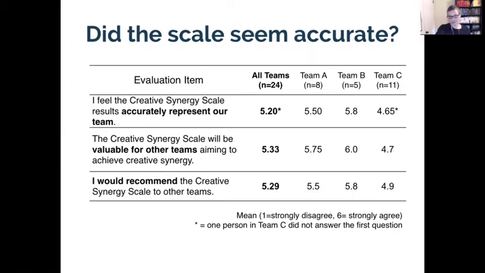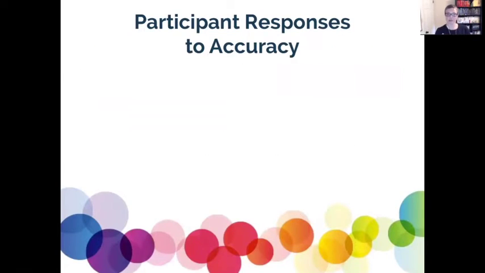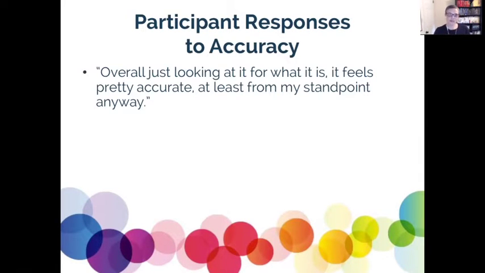Now, if you're curious, you'll notice that Team C scored lowest on all these questions of whether the scale was accurate. And Team C, I think that they were most surprised by their results. Actually, I'm going to go on the next slide because I talk about some of the responses that they had to accuracy. So somebody from Team A said, overall, just looking at it for what it is, it feels pretty accurate, at least from my standpoint anyway.